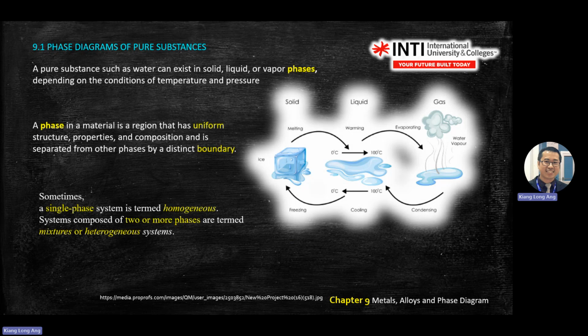So homogeneous and heterogeneous. Don't confuse these two. Homo means same, right? Hetero means different.